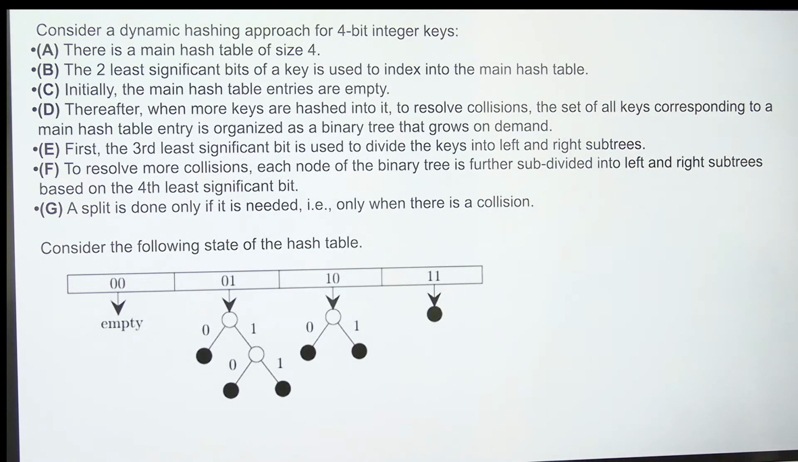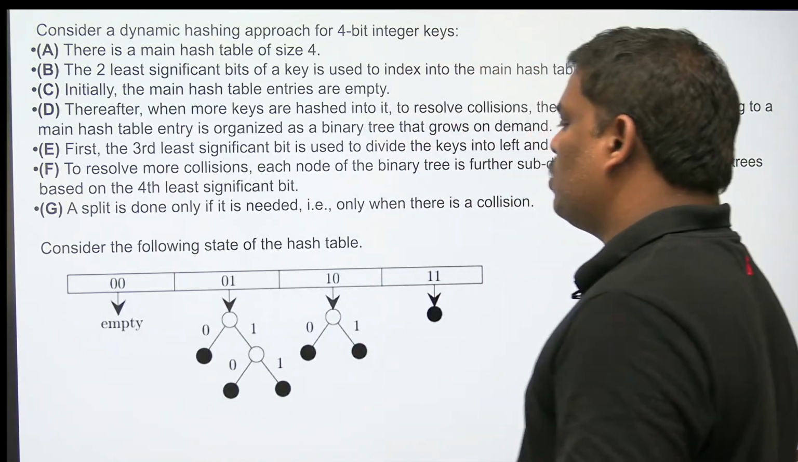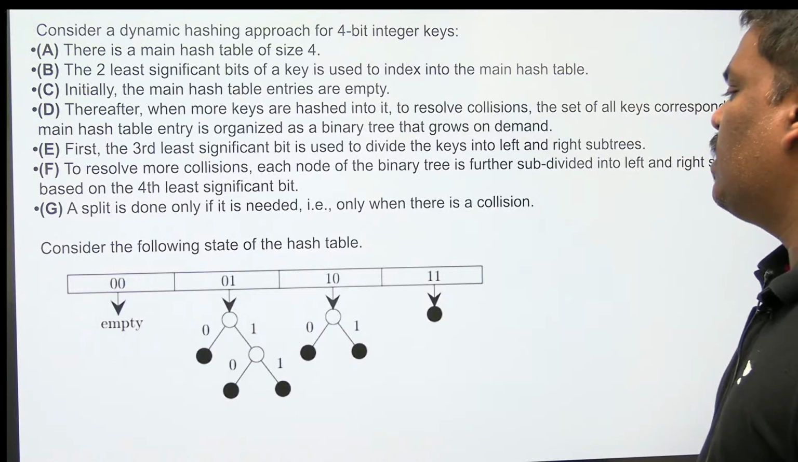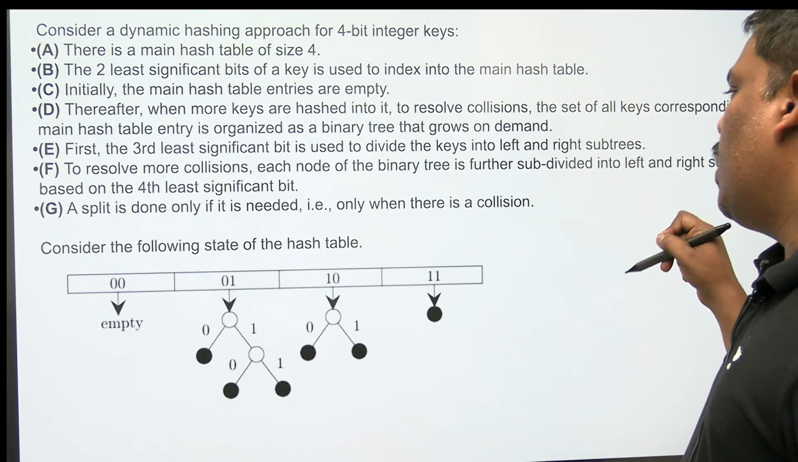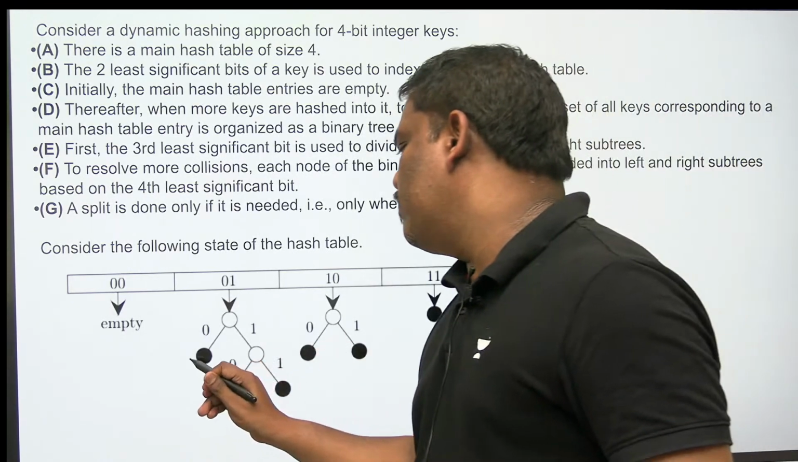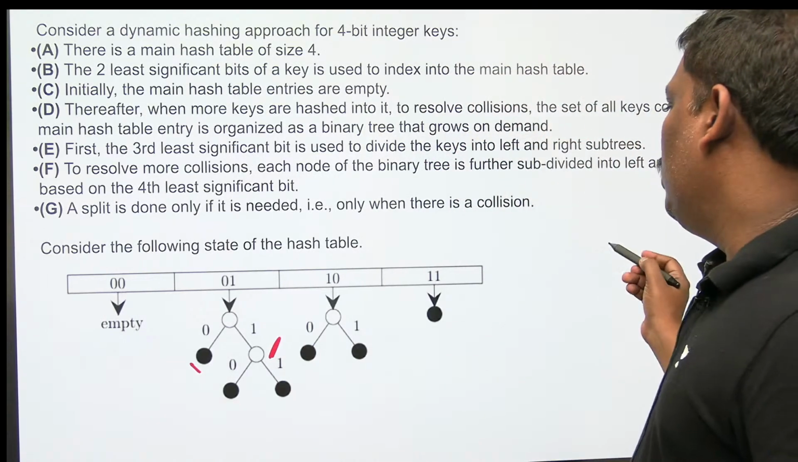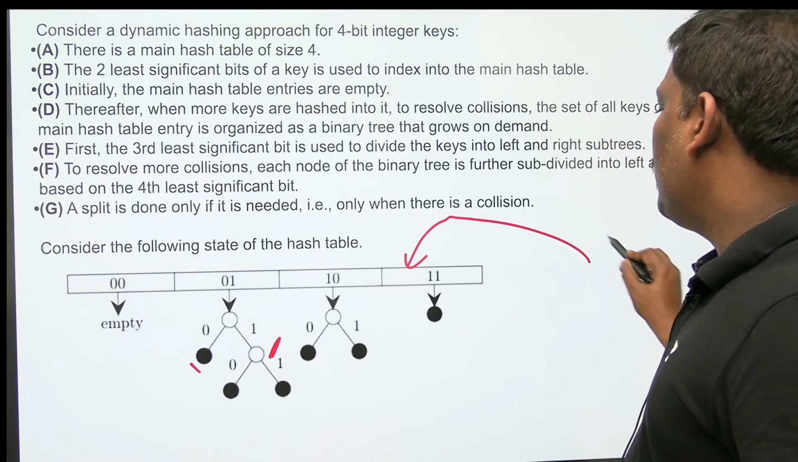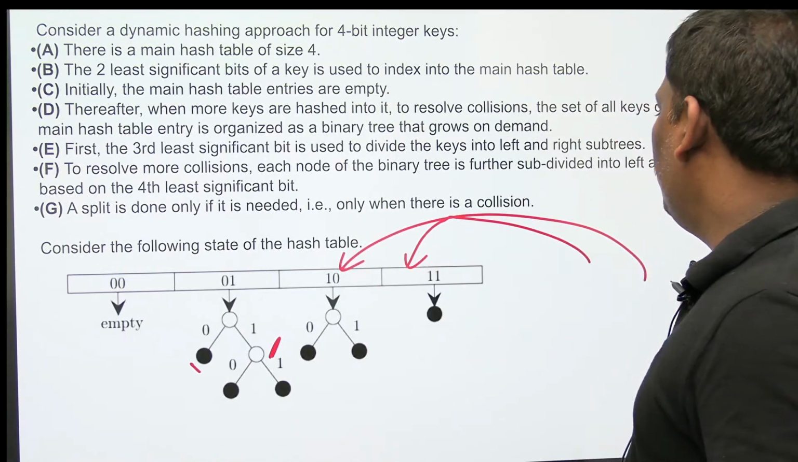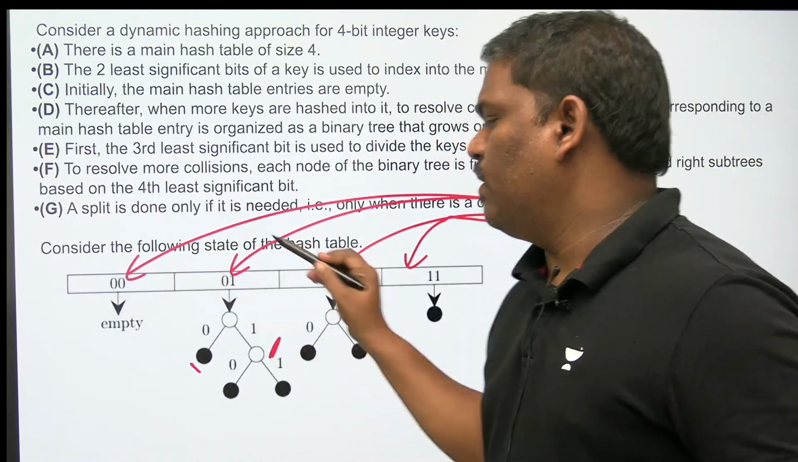So some people are asking, sir, how is the mapping done? If you take any key, 4 bits are there. The LSB 2 bits will go to the slot of the table, right? Next, the third bit will say: if the third bit is 0, in this tree go to the left side. If the third bit is 1, go to the right side. If the LSB 2 bits are 11, come here. If the LSB 2 bits are 10, come here. If the LSB 2 bits are 01, come here. If the LSB 2 bits are 00, come here.